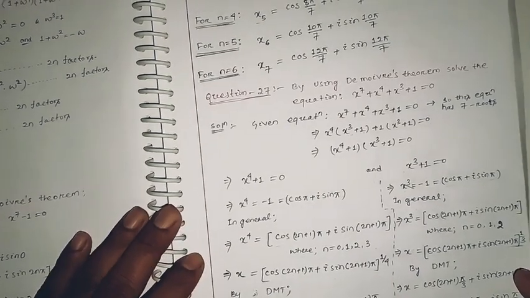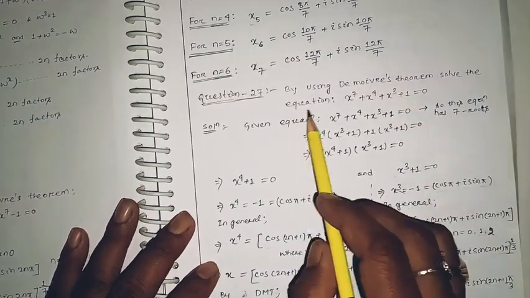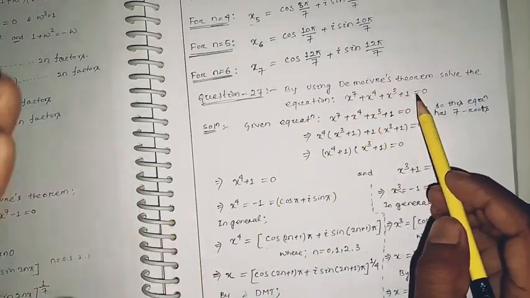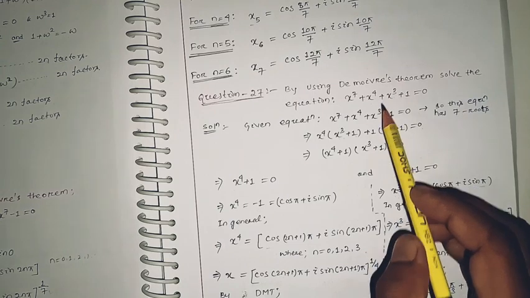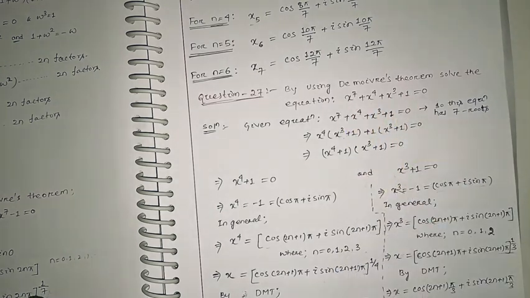Now we are going to go for another question, question number 27. By using de Moivre's theorem, solve this equation. Here from this equation, the highest power is 7. That means we have to find 7 roots for this equation.